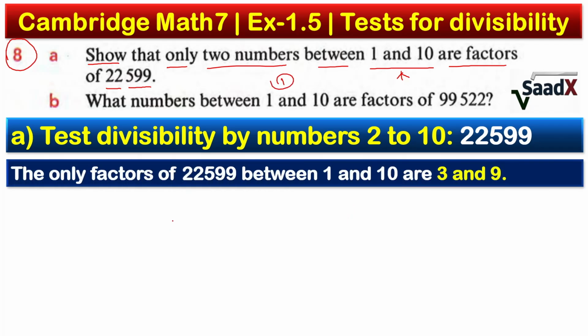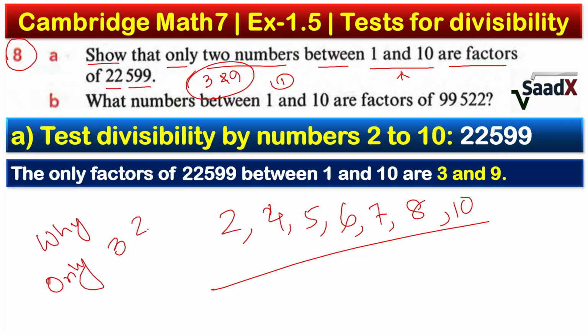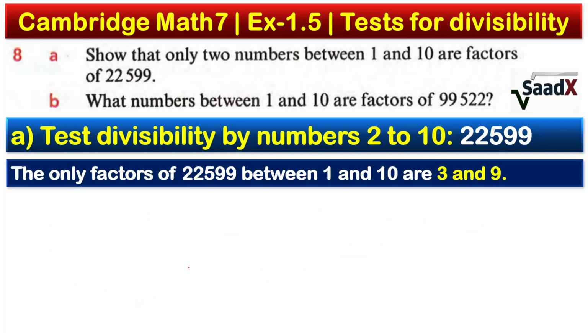The only factors of 22,599 between 1 and 10 are 3 and 9. So our answer is 3 and 9. But how? Why not 2, 4, 5, 6, 7, 8 and 10? Why only 3 and 9? Let's check.